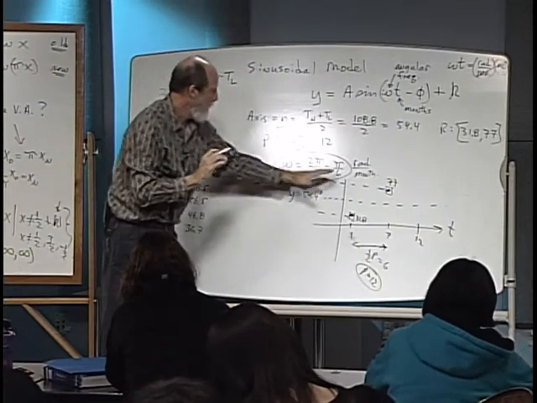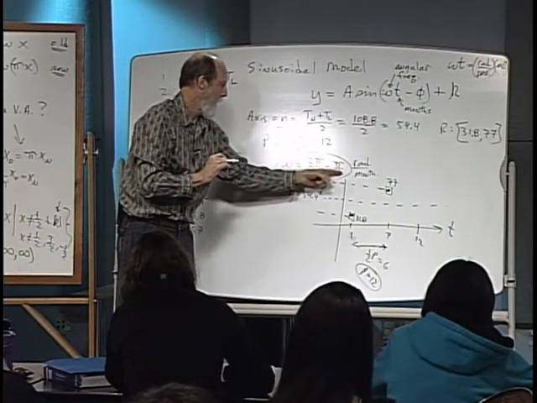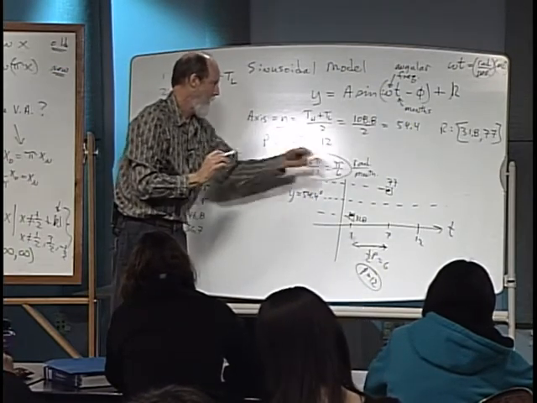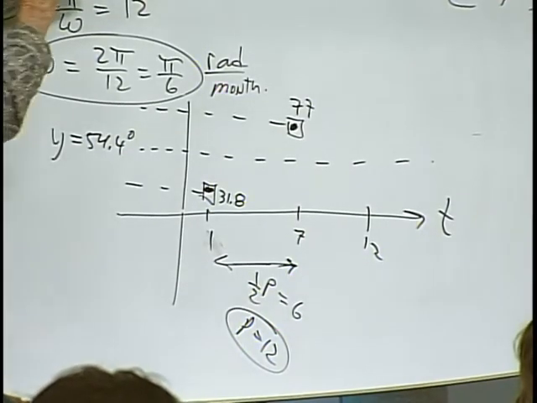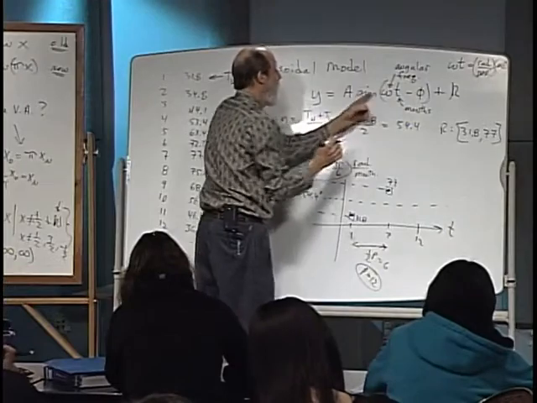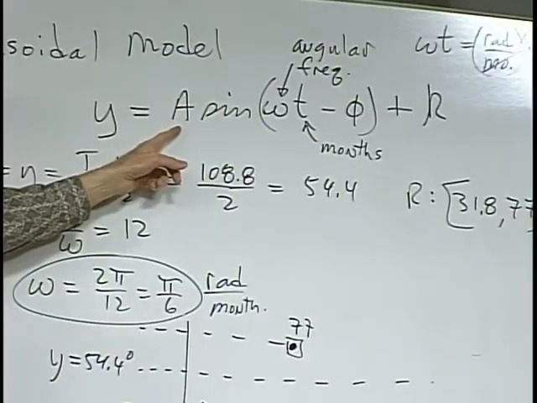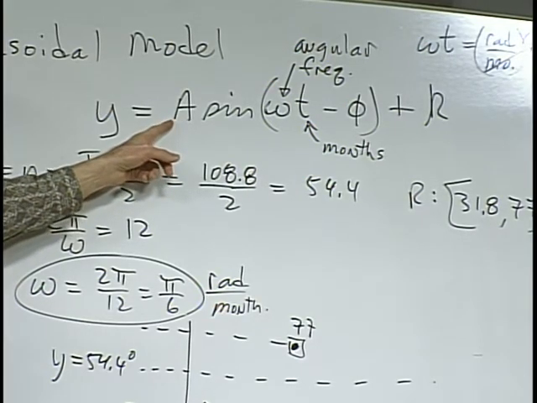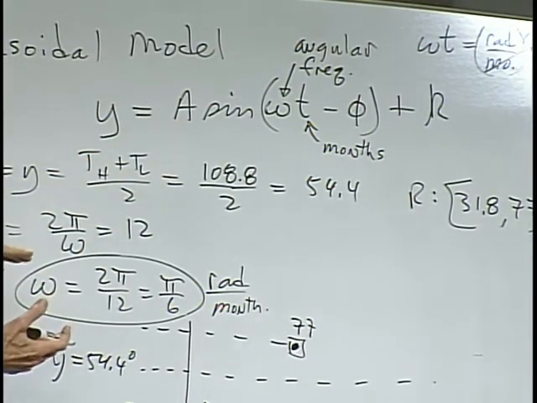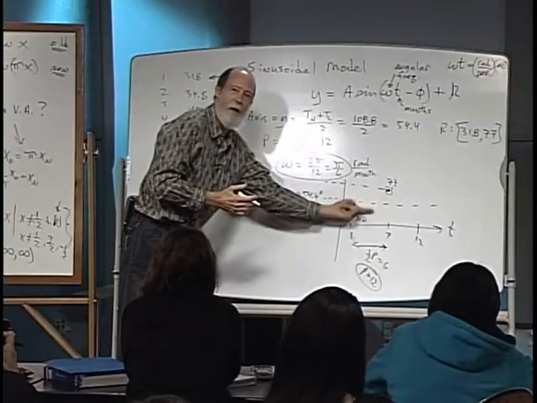So we're back here building this model. We've got this angular frequency value of pi over 6, which happens to be in units of radians per month. So we know that value. What about this A right here? The amplitude. How do we find that? Maybe subtracting those two. Is it half of the distance between the high and the low?